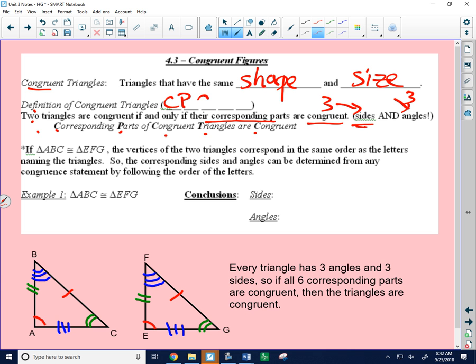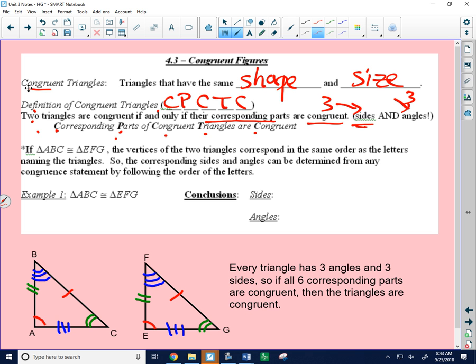So the definition of congruent triangles is equivalent to saying CPCTC. That's an acronym we're going to use. It means the corresponding parts of congruent triangles are congruent. All the sides and angles. Yes, that is an acronym. I'm going to start putting these up. You will see that on the state test. They abbreviate it like this, CPCTC.